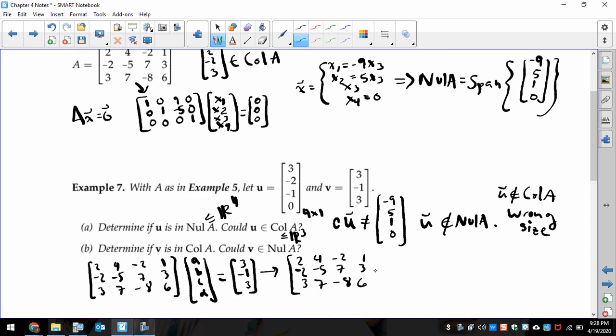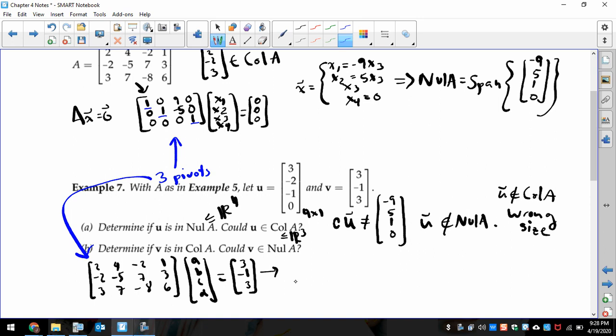Now, have we already done this work before? We don't really have to do any more. We've done this work once before, so I'm not going to go through it. Right here, we've done it. Let me use a different color. So we'll say underline those pivots. So we'll say 3 pivots, which if we take that down here, this implies that the columns of A span R3. So the answer is yes. V is in column A.